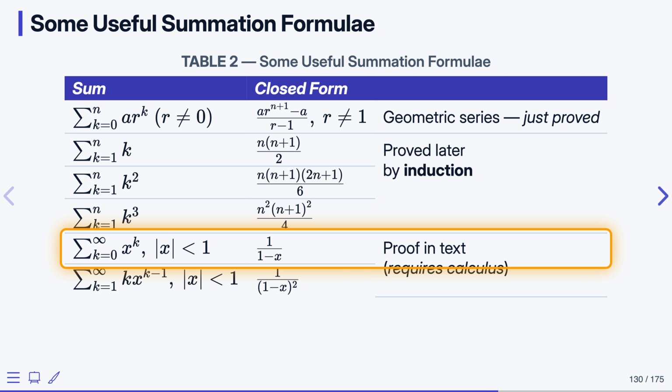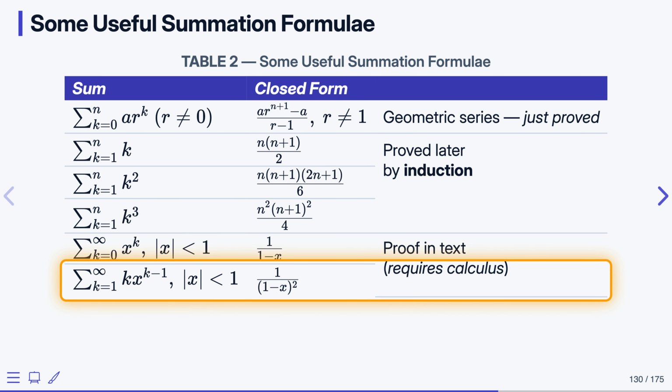The last two rows are infinite sums that only work when the absolute value of x is below 1. The sum of x to the k from 0 to infinity is 1 over 1 minus x. And the sum of k times x to the k minus 1 is 1 over the quantity 1 minus x squared. These last two are proved in the textbook using calculus.